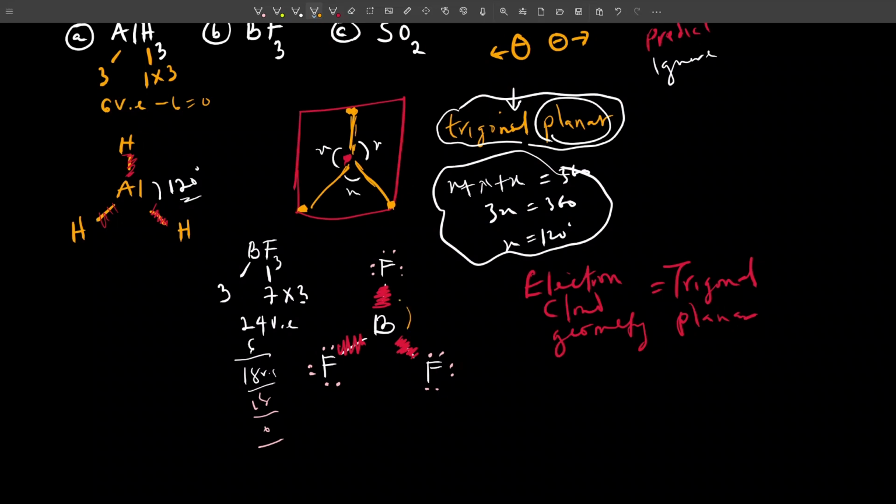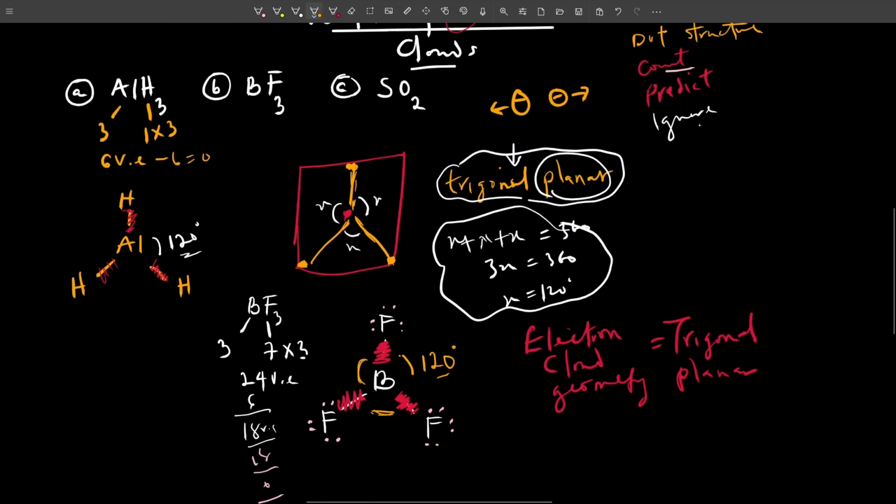Take a second to pause the video and tell me what the bond angle will be. Okay, the bond angle here, since I told you that electron clouds stay in a way that they try to reduce repulsion as much as possible, the electron clouds will be at equal distance from each other. So they will be at 120 degrees here. So the bond angle for this molecule is 120 degrees.